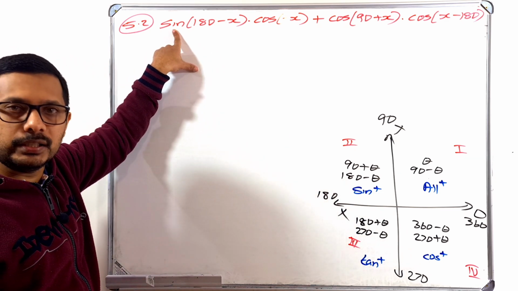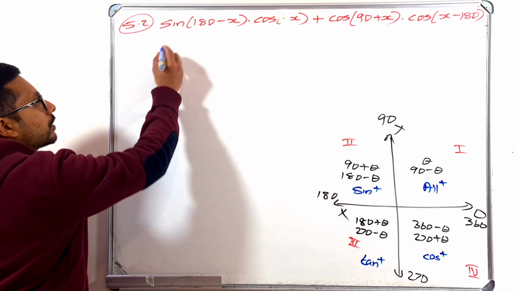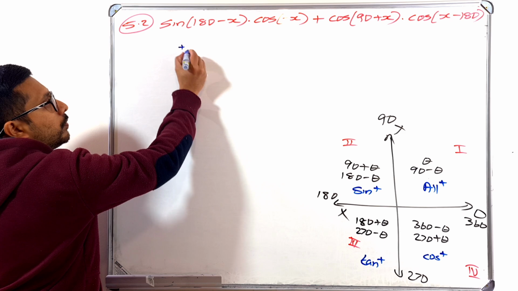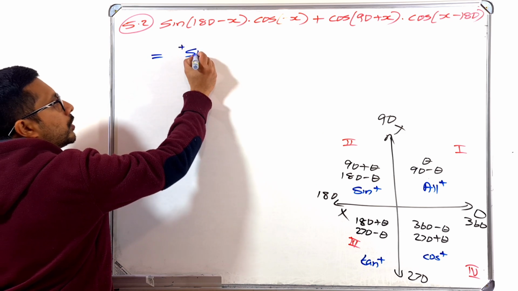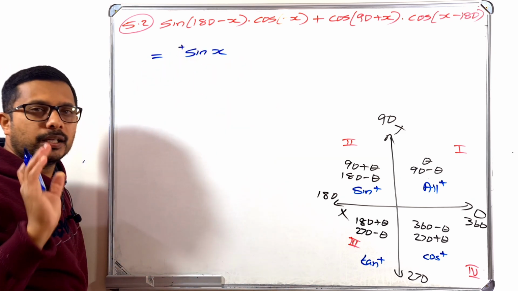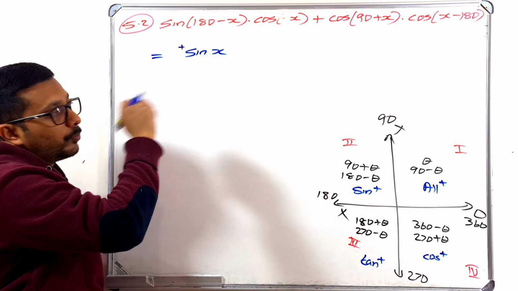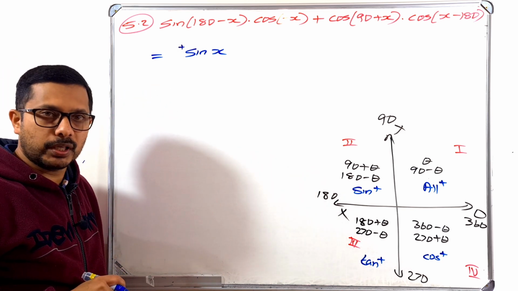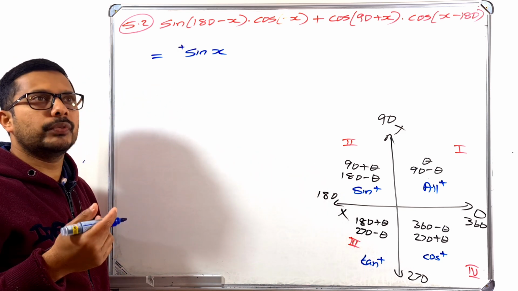Here what? It is sine. So our answer is positive sine x. Okay, listen once more. When you write this type of question, a reduction formula question, you have to ask yourself in this order.